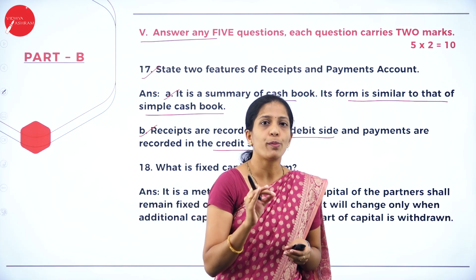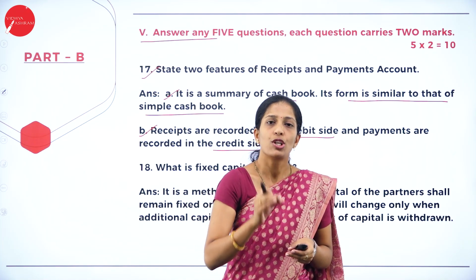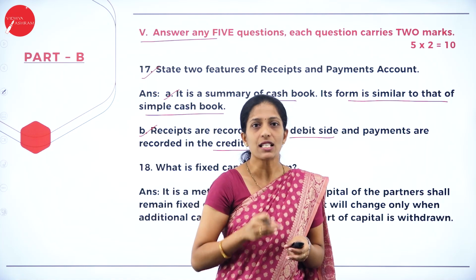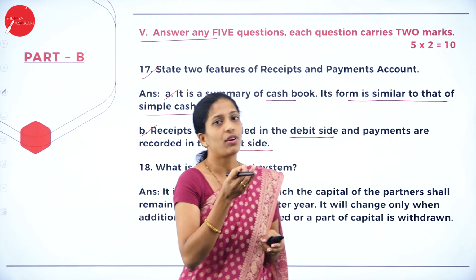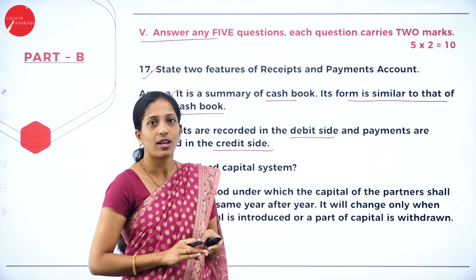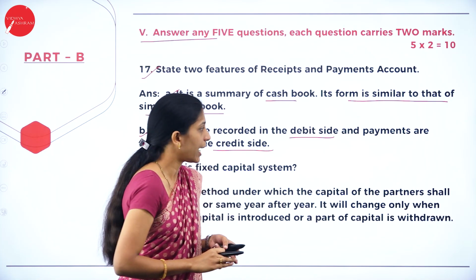Normally for 2 marks they'll ask you only 2 features. So go through the meaning as well as features. Okay, in the same way, receipt and payment account as well as your income and expenditure account.